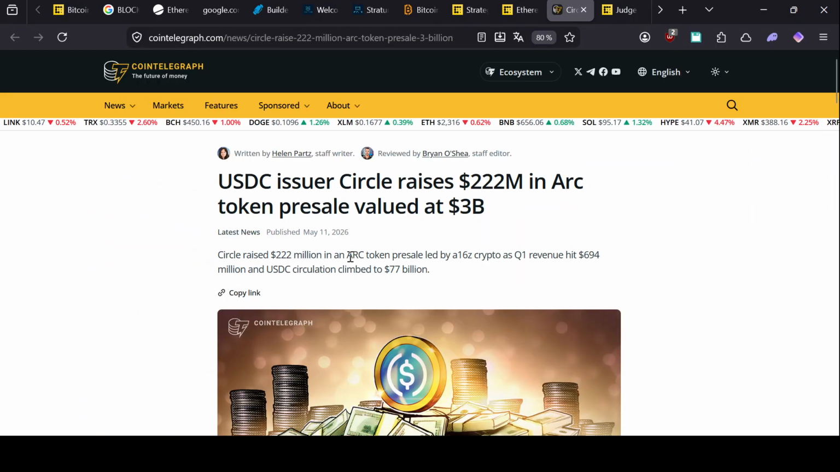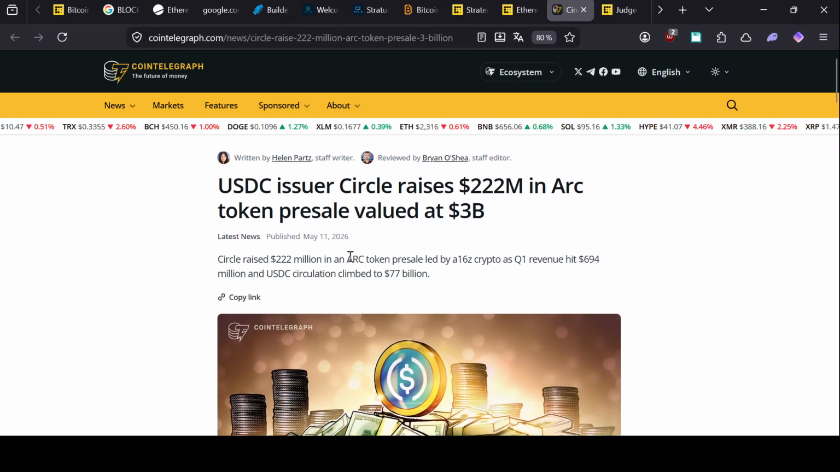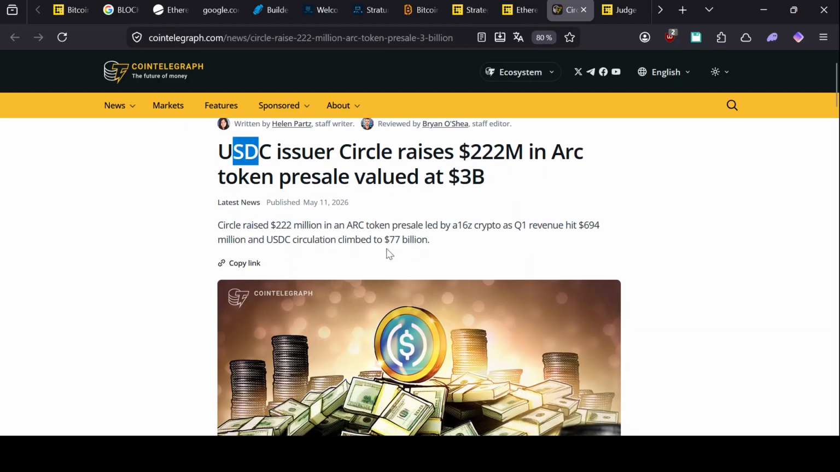And since I talked about Ethereum, let's talk about USDC, the stablecoin. The company behind USDC is Circle. Circle has just raised $222 million. But this fundraising was not done by issuing new shares. It was done by issuing new tokens. The ARC token. Circle is preparing a blockchain called ARC, and there will be a token on that blockchain, the native token of the blockchain. They have raised this money from investors who wanted to buy that token.